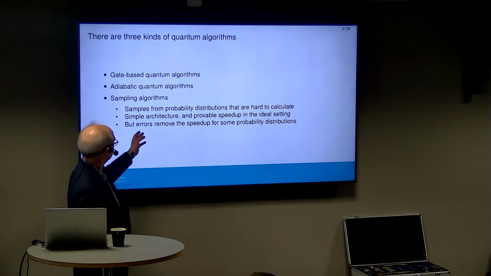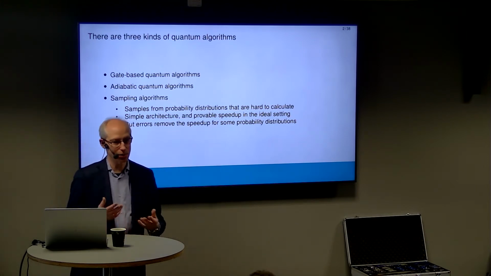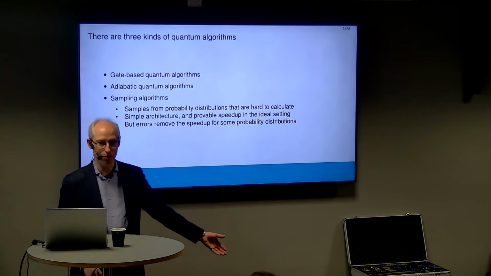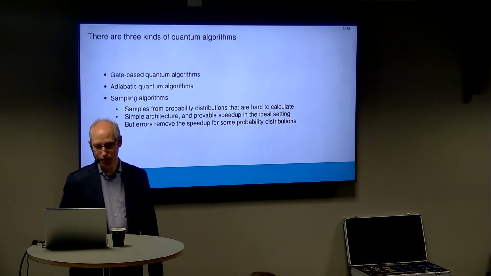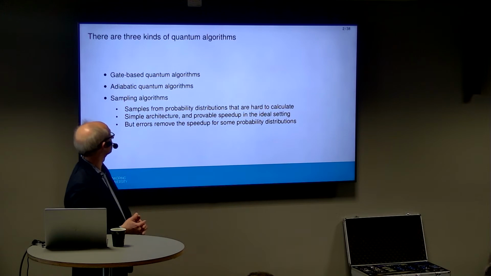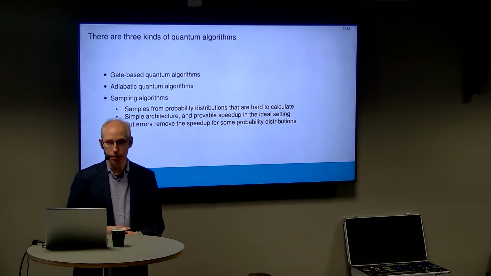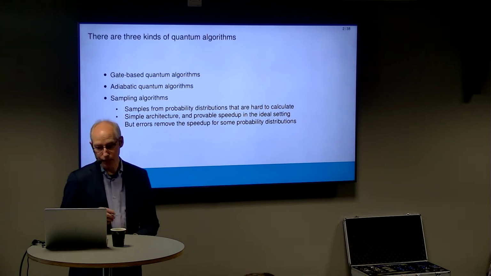Here, the problem is that errors remove the speed up for some probability distributions. As soon as we have noise in the machine, we can do as well with a classical machine as with a quantum machine. But like I said, this is just some sort of overview. I'll try to just talk about the gate-based quantum algorithms, what they do, and the reason they give you a speed up.